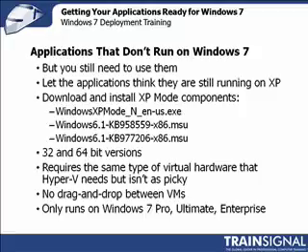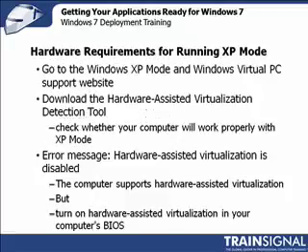And the hardware you put this on is going to require the same type of virtual hardware that Hyper-V needs, but it isn't as picky as Hyper-V. Now, one of the downfalls is there's no drag and drop between VMs. And XP Mode is only going to run on Windows 7 Professional, Ultimate, and Enterprise.